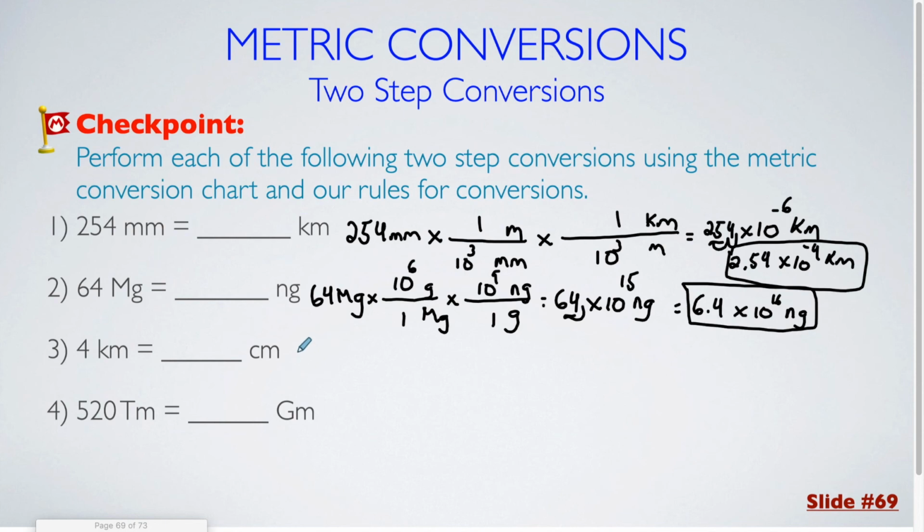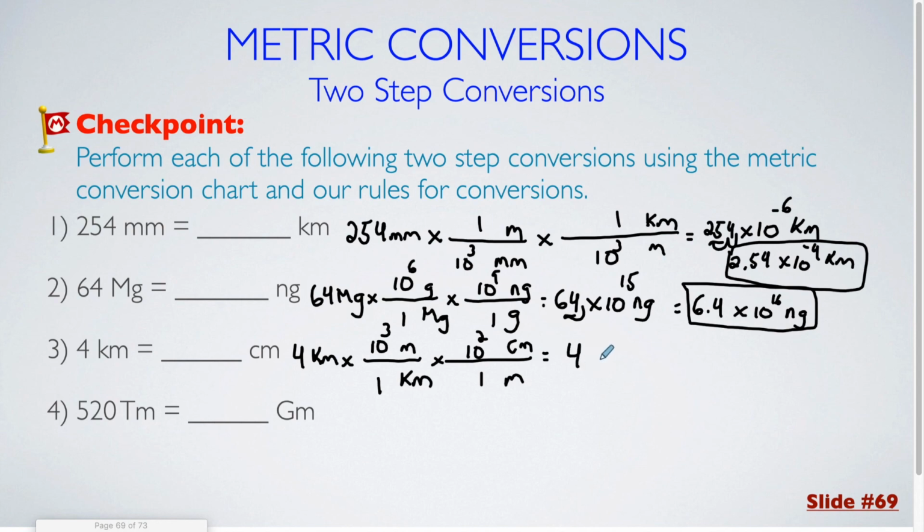Number 3, we have 4 kilometers, and we're eventually going to try to get to centimeters. Kilometers will cancel out to the base unit of meters. Meters will then cancel out to centimeters. Kilometers are larger, and the conversion factor is 10 to the third. Between a meter and a centimeter, meters are larger. The conversion factor is 10 to the second, I'm ignoring the negative sign.